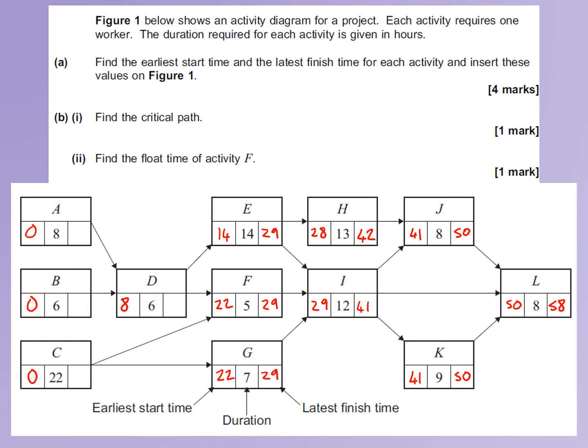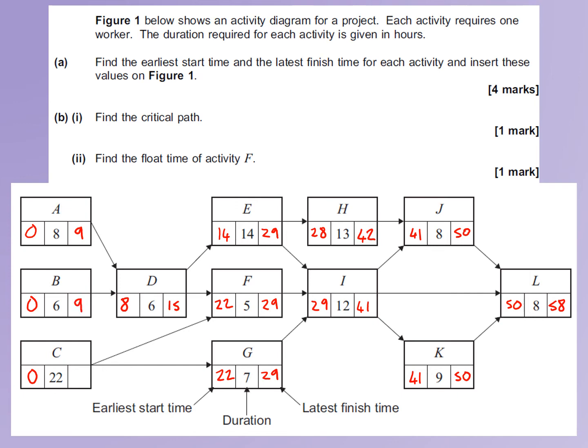D now has two immediate successors, so we've got 29 take away 14 from E, or 29 take away 5 from F. We need to take the smallest answer, so 29 take away 14 gives us a late finishing time of 15. Then A, we're going to get 15 take away 6 from D, which is 9. B is also going to have 15 take away 6, so a late finishing time of 9.